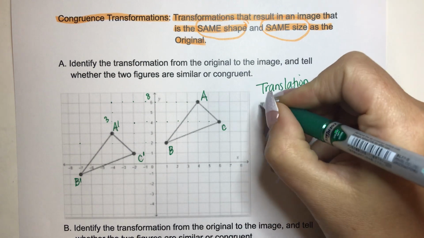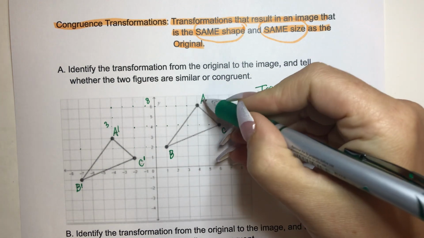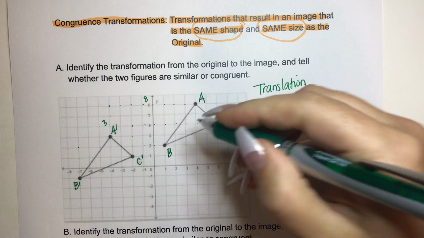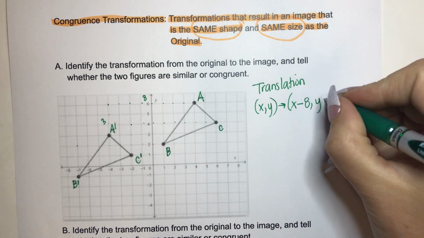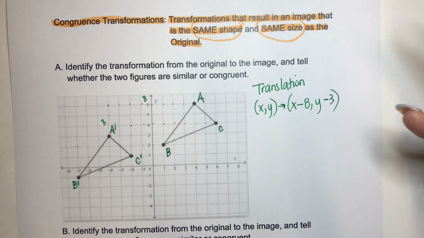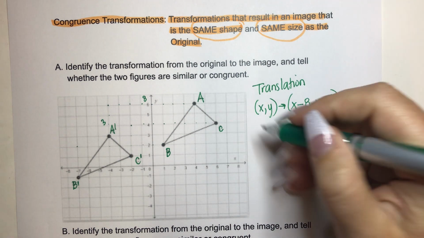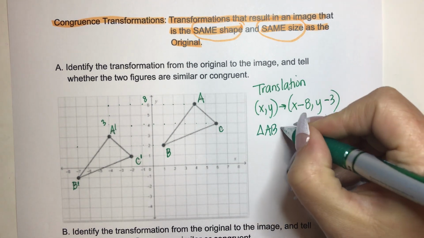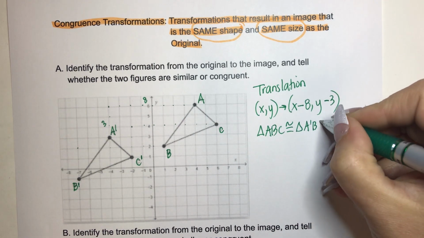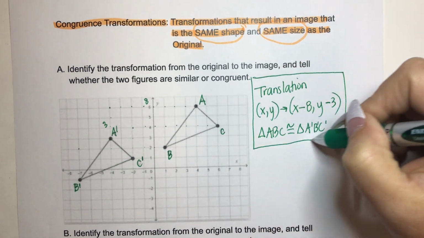And the rule for this translation is (x, y) goes to x goes to the left in the negative direction, so it would be negative 8, y, and then it goes down 3, which would be negative 3. And we want to know if it's similar or congruent. Well, translations, rotations, and reflections are congruent. So we would say triangle ABC is congruent to triangle A prime, B prime, C prime. All right, and that is it.